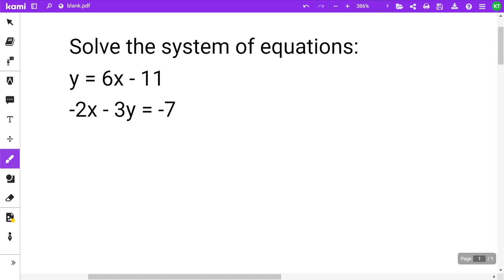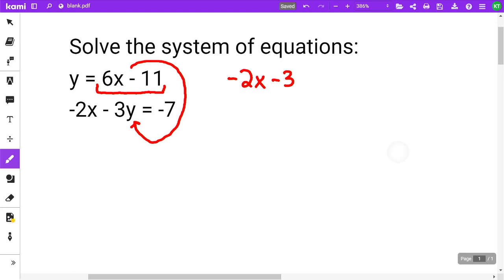So as we can see, one of our equations here is solved for a variable, and that being the first one, and it's equal to y. So we're going to take what this y is equal to, being 6x minus 11, and substitute it in for where y is in our second equation. So what that's going to look like is negative 2x minus 3. And now where that y was, we're going to put that 6x minus 11. So parentheses, 6x minus 11 is equal to negative 7.